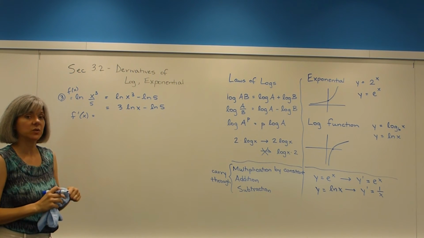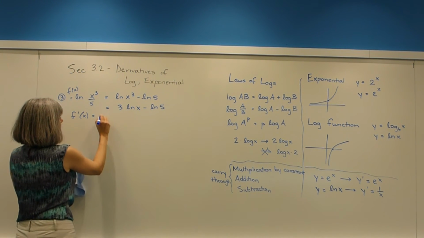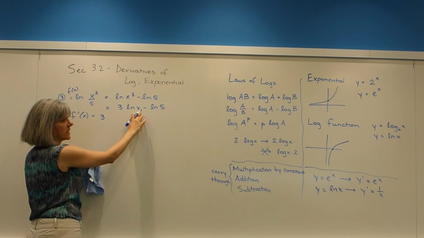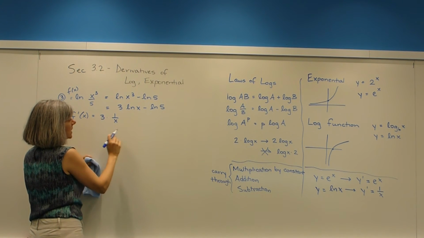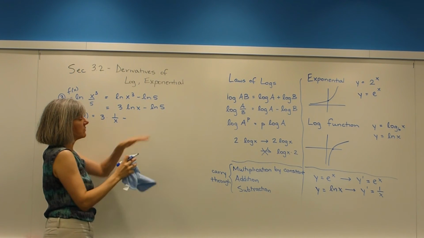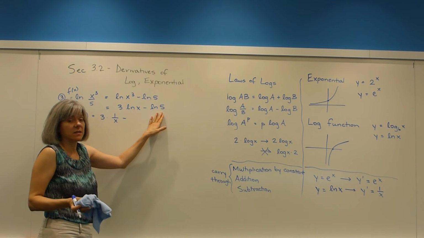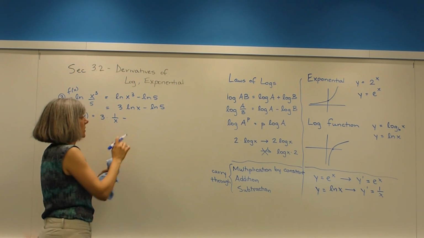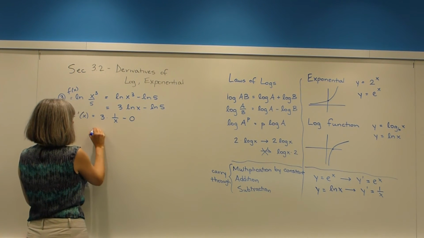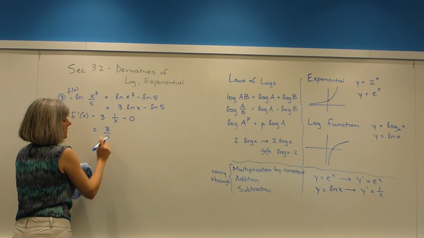Okay, so now we're ready to do the derivative. 3 times the derivative of ln x, minus ln 5. That's a constant. You can find that on your calculator. So the derivative of the constant is 0. So altogether, 3 over x.